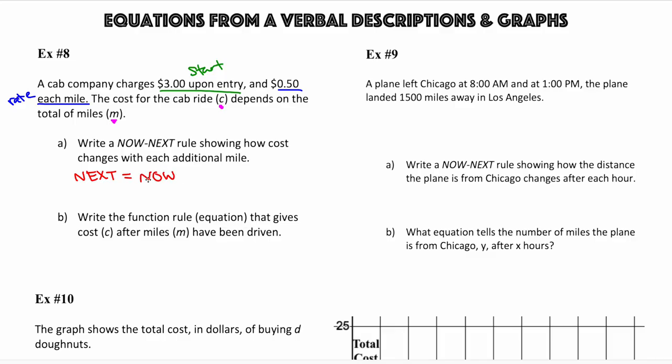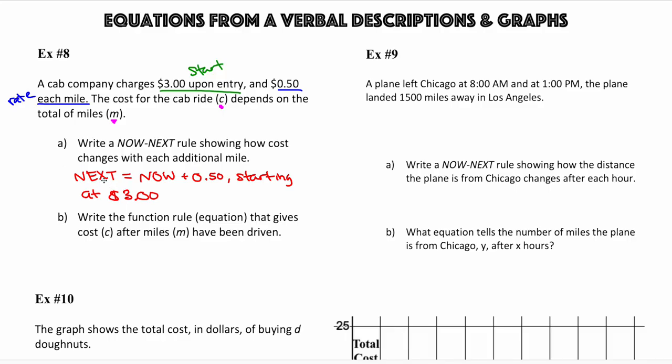Whatever we have now, what's going to happen to the value we have now? Well, every mile, we are adding an additional 50 cents. So we would say plus an additional 50 cents. That's how we get the next number. But you do need to know what it starts at, because we need to know what our current now is. So we would say starting at, and the value that it started at. Our original start value was $3. This is our now-next rule.